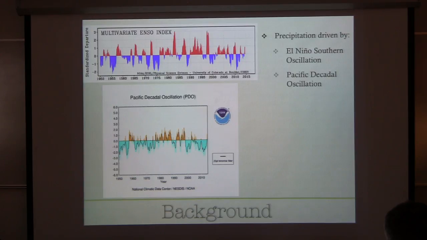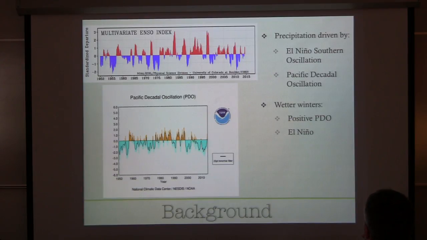Now, the phasing of ENSO and PDO is what determines if we have dry or wet winters in this region. When we have wet winters, we attribute it to a positive PDO and El Niño, which essentially weaken the high pressure system we have off our coast and allow the jet stream to drop further south, which brings more storms in our direction. El Niño brings in more subtropical moisture, so not only do we have more storms, but more moisture for those storms to tap into.